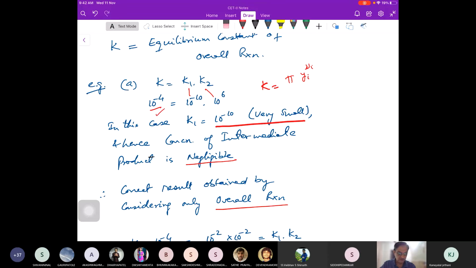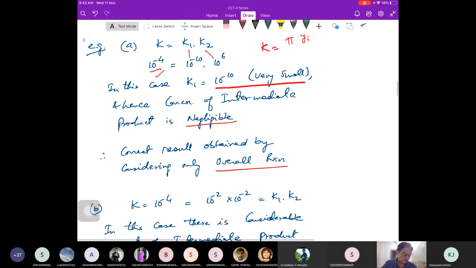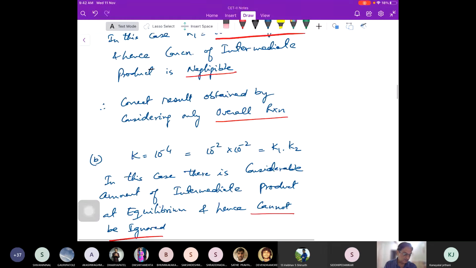And that's what you are saying, कि intermediate is normally very low concentration, because जैसे ही फॉर्म होता है कंज्यूम हो जाता है, सेकंड स्टेप हो जाता है. ओके, सेकंड केस लिया है, K is equal to 10 raised to minus 4. Suppose both are equal, step 1 और step 2 के लिए K1 K2 same है. Suppose 10 raised to minus 2, 10 raised to minus 2.